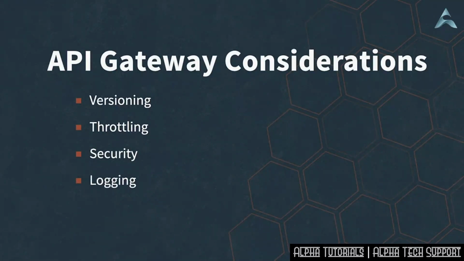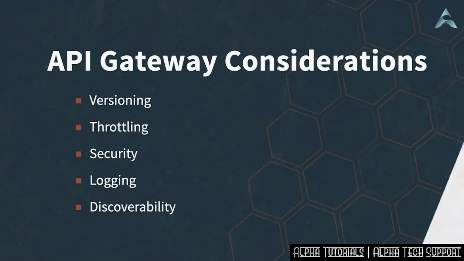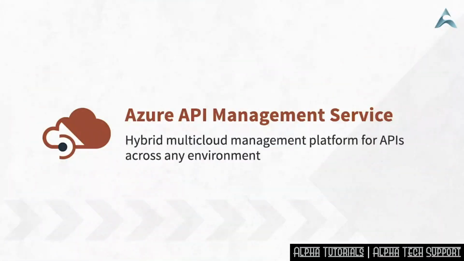This is one of the most important concepts in web applications or any other application. In order to understand how our application is performing, we need to have logs that we can look into. And also, developers need a place where they can find the different endpoints our API has, as well as the definitions for them. They need to know what type of parameters they need to pass and what sort of data is returned. And that's where Azure API Management Service comes in.